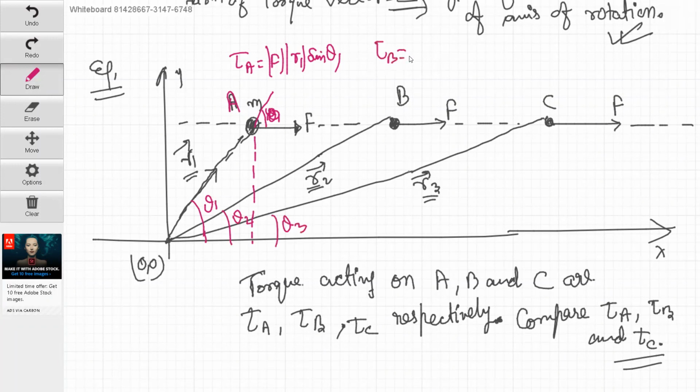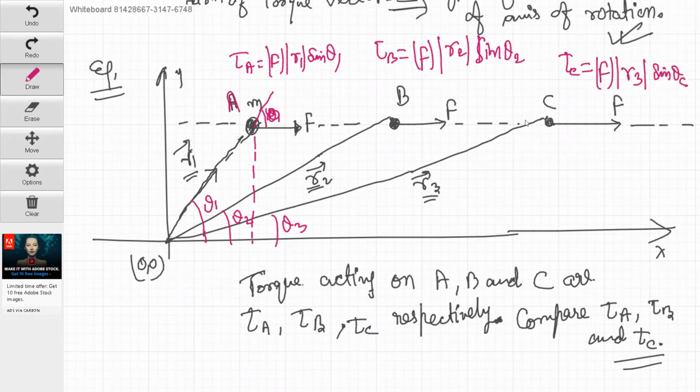Now tau B is equal to force into mod of R2 into sin theta 2. Tau C is equal to mod F into mod R3 into sin theta 3. Now we have to compare tau A, tau B, and tau C. Is this all right? How can we compare them? So what is R1 sin theta 1? This distance is basically R1 sin theta 1, that is H.